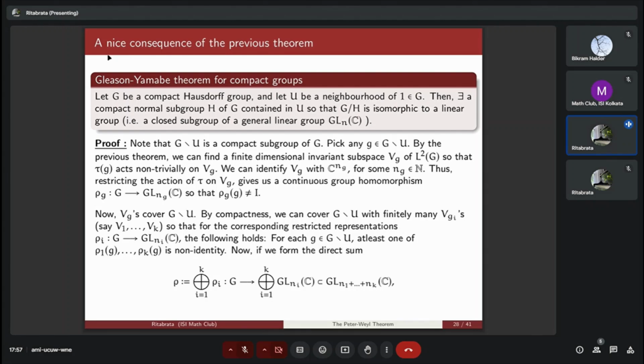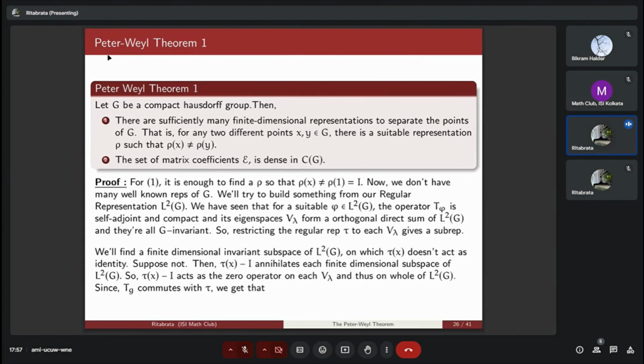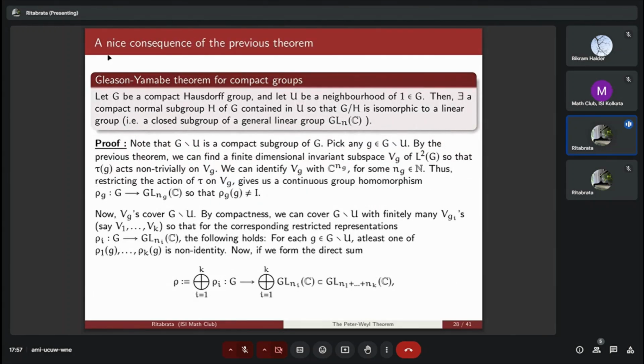So basically, using the previous theorem, we can separate points by the representation. We have seen that after finding the closed invariant subspace of finite dimension, for each group element g we can find a continuous representation of G which doesn't act as the identity element on g. And this we have obtained for every group element g in G difference U. Now Vg was a neighborhood of g, and g was varying over G difference U.